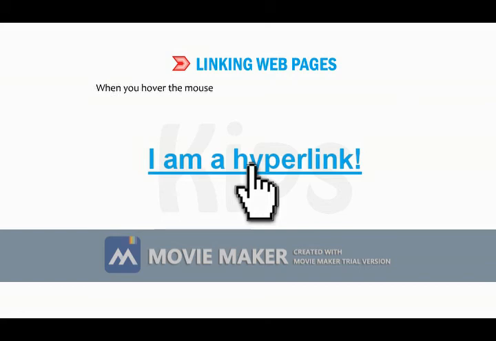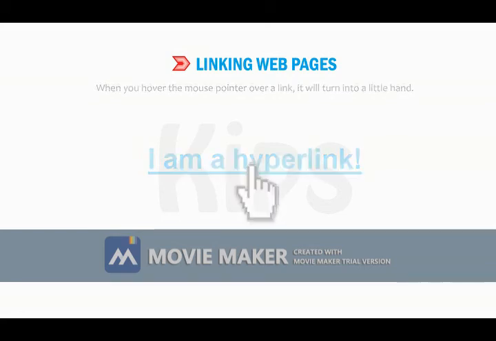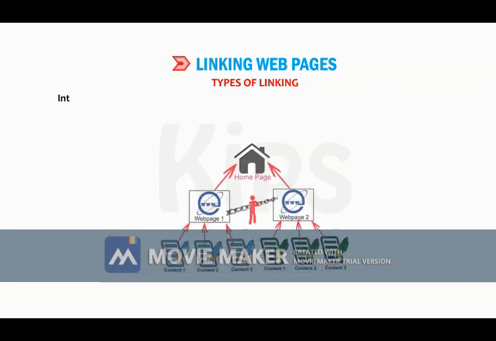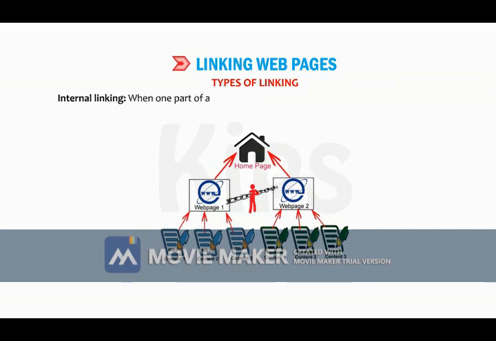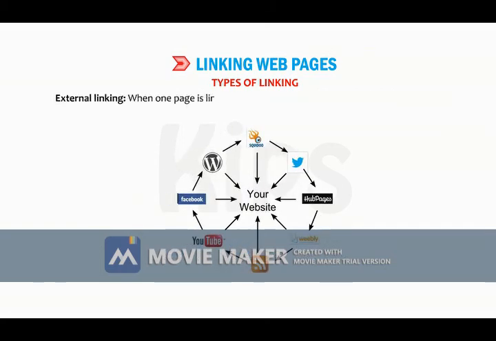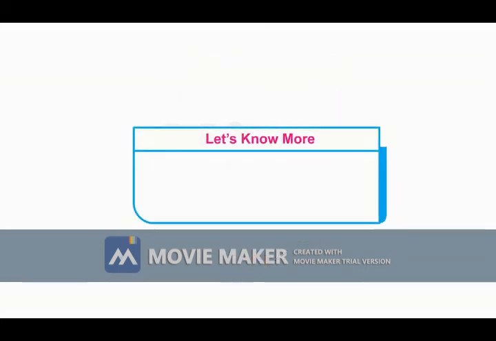When you hover the mouse pointer over a link, it will turn into a little hand. Types of linking: internal linking and external linking. Internal linking: when one part of a web page is linked to another section on the same page, it is called internal linking. External linking: when one page is linked to another web page or website, it is called external linking. Okay, let's know more.